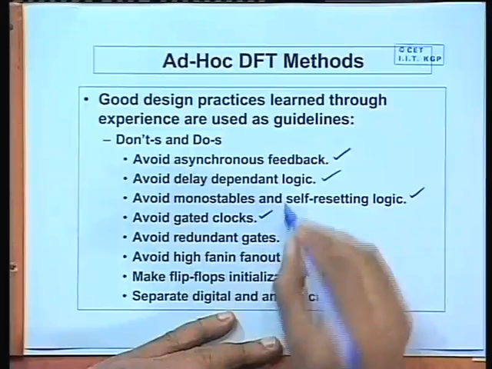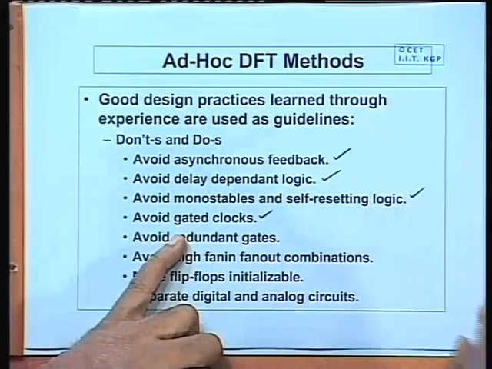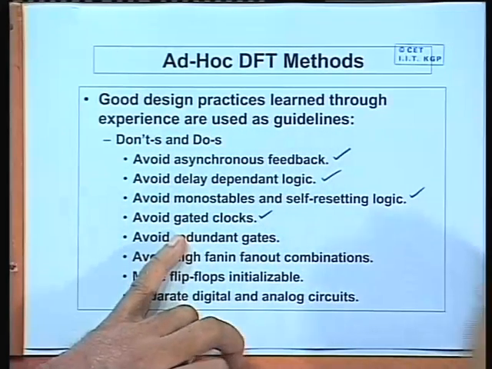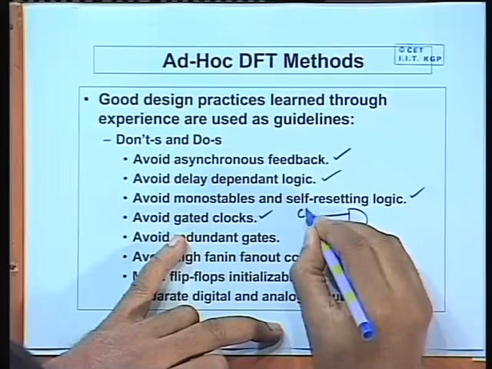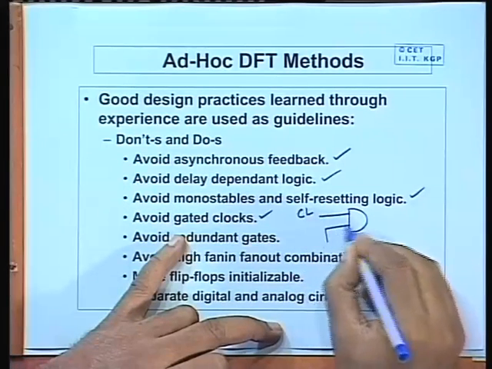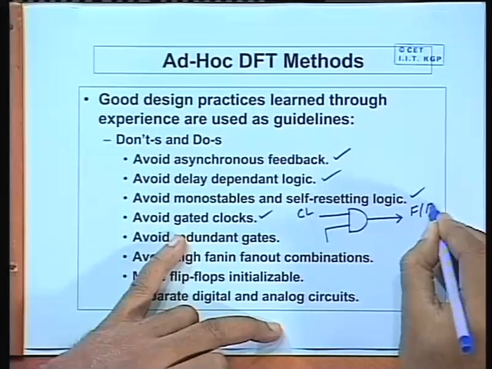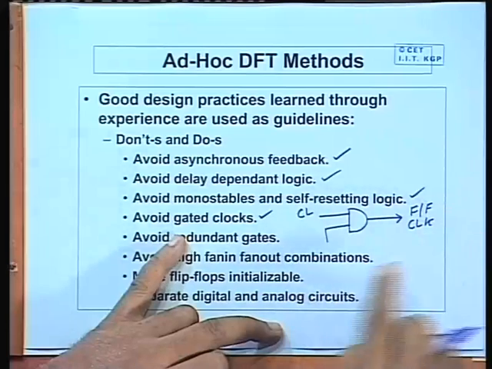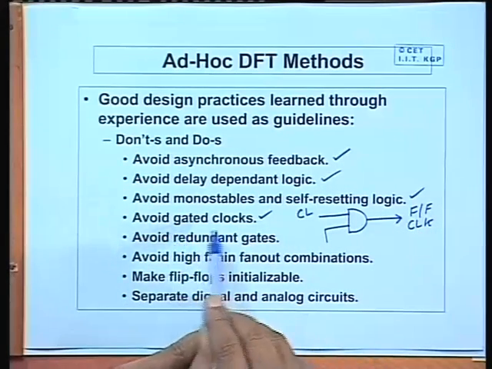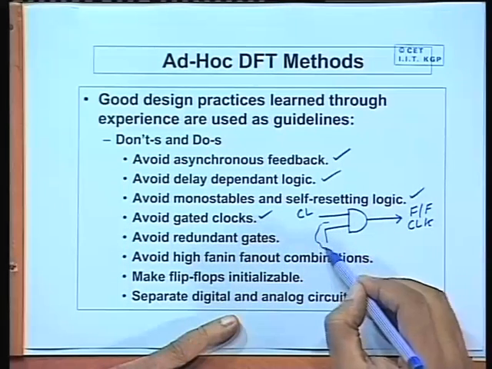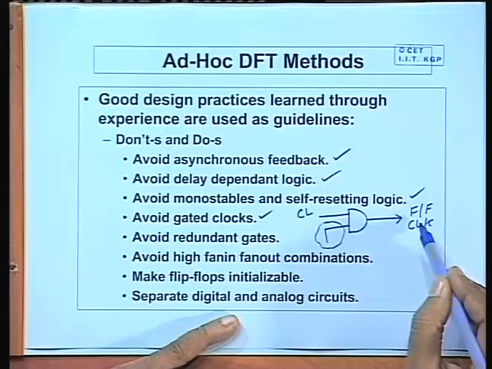Avoid gated clocks. Clocks should go straight from the primary inputs to the respective clock inputs of the flip flops. You never use a structure where there is a gate, there is a clock in one of the inputs, there is some logic coming in the other input, and the output you are feeding to a flip flop clock. This is something which is avoidable. So, you do not use gated clocks, because if there is a problem again in the logic which is controlling the clock, then you will have a lot of problems in testing the circuit.